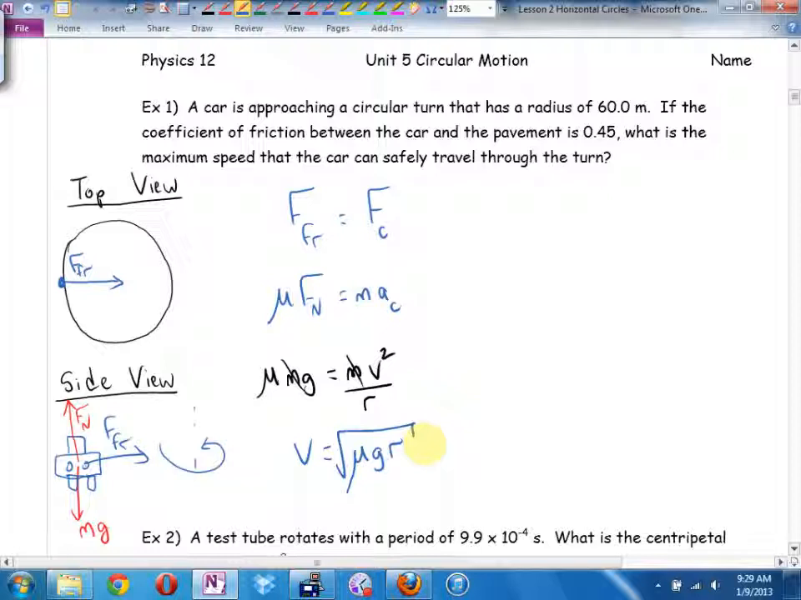This is how they calculate the speed on the road signs. So when you see a road sign and they've got a lower speed on a particular corner, okay, they lower it a bit more, and it all depends. We're assuming the road is level. Banked corners, you can go a little faster. Mu was what? 0.45. G is 9.8. Radius is 60.